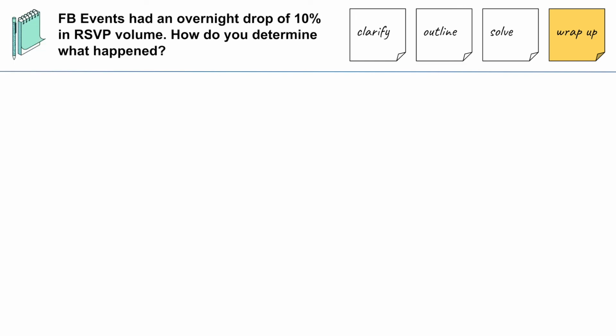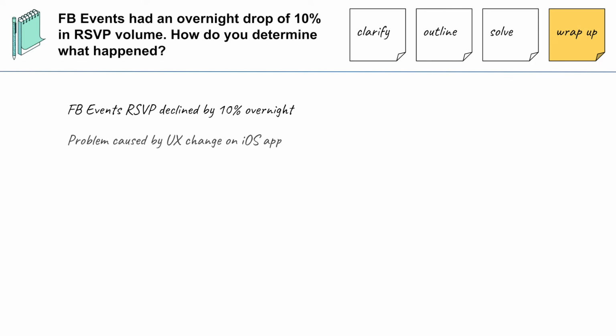So let me take a moment to summarize my answer. Facebook events saw a decline of 10% in RSVP volume overnight. We established that the problem was a result of UX change on the iOS app in North America. We proposed an action plan to understand how we made the launch decision, roll back the change if necessary, and conduct a post-mortem to implement preventive measures.